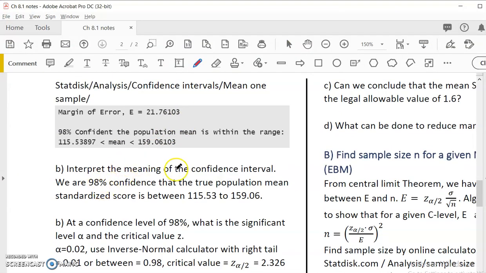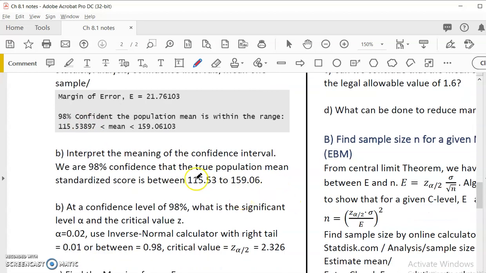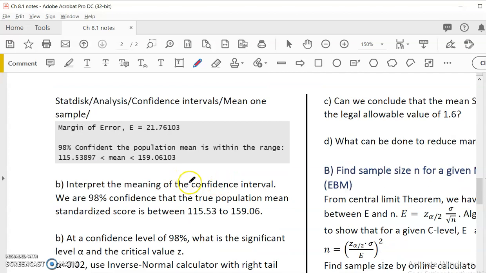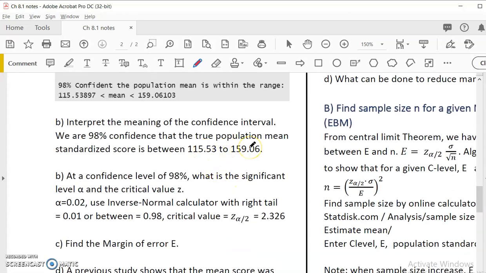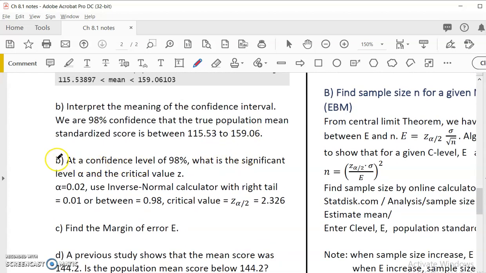Okay, interpret the meaning of it. We can say we are 98% confident, because this is a 98% confidence interval, that the true population mean score, mu, is between 115 and 159. I don't know what the real mean for everyone is, although my X bar is 137, but the real population mean could be between these two numbers.